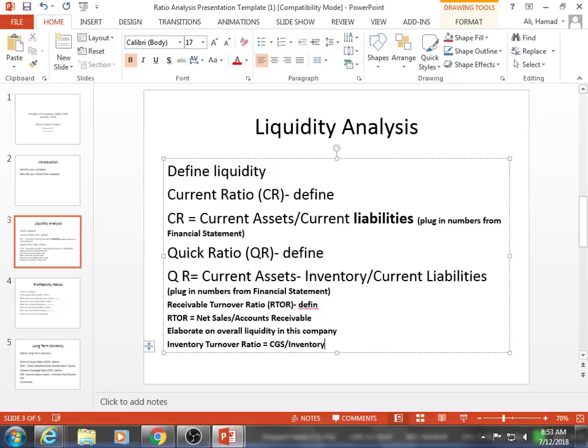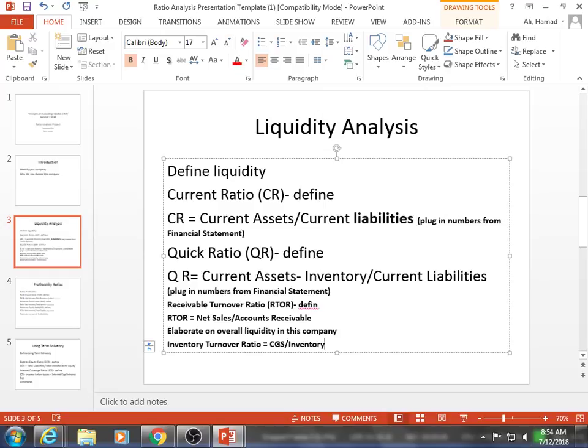Here is your cost of sales right there. I got 4.99, so I'm just going to round it up to 5. It makes sense. I mean, the number is a logical number. Divide that by your inventory. That's what I got. That's my final number.